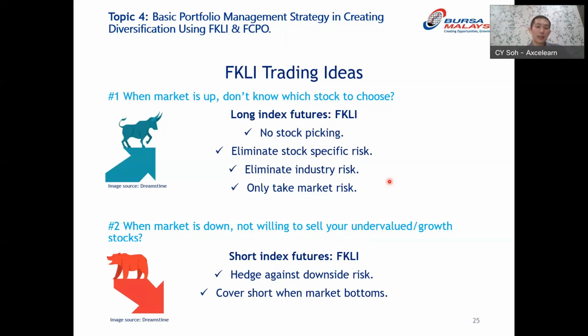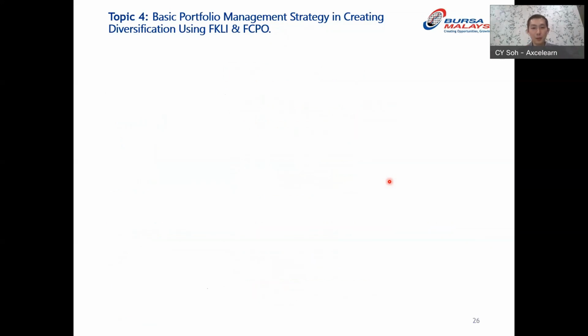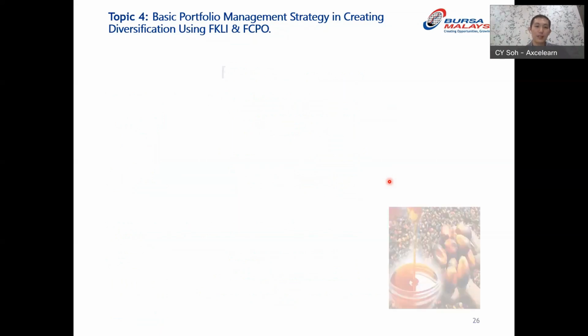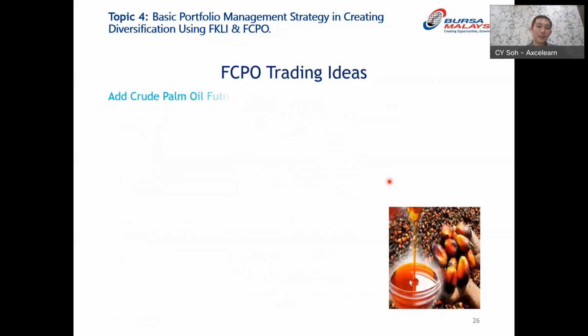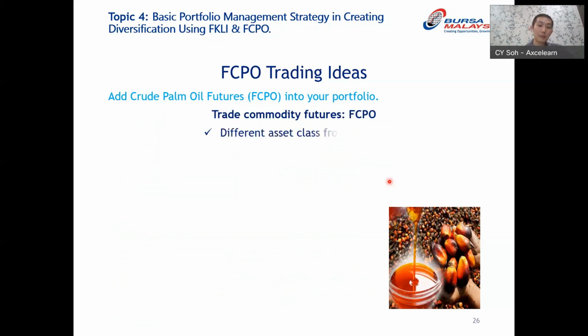Okay, so this is one trading idea for FKLI. And the next trading idea, for FCPO, is that you can actually add crude palm oil futures into your portfolio. Earlier on, I've already shared with you why FCPO is very, very unique. Number one, it is futures, so you can trade both directions. Number two, you have leverage as well. And number three, it is actually a different asset class from stocks.